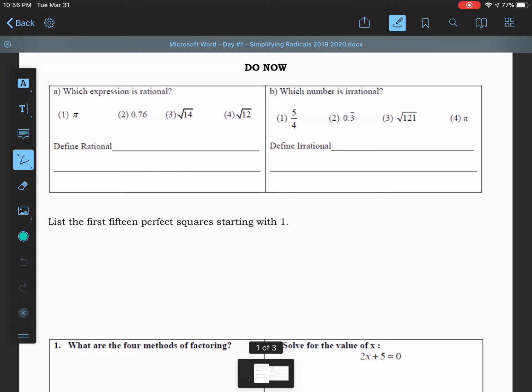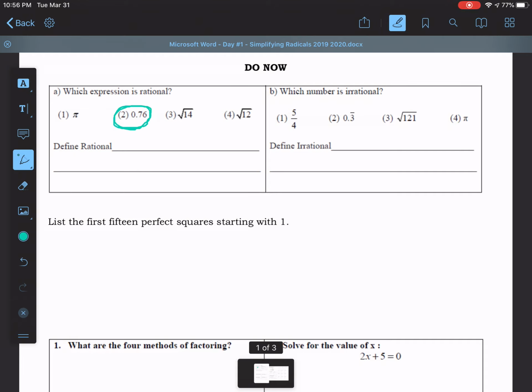Now, pi is the most famous irrational number. Pi day is March 14th, 3.14. So this is irrational because it is a non-repeating decimal that never ends. It's 3.14159, but it goes on forever. Now, if you look at choice 2, 0.76. This is a decimal, but it stops. That's called a terminating decimal. So that is okay. That is rational because it stops.